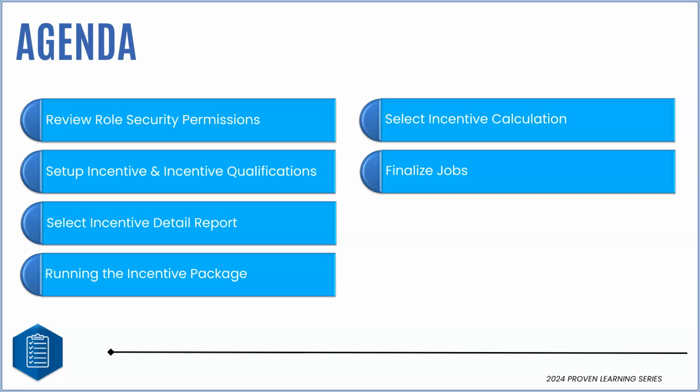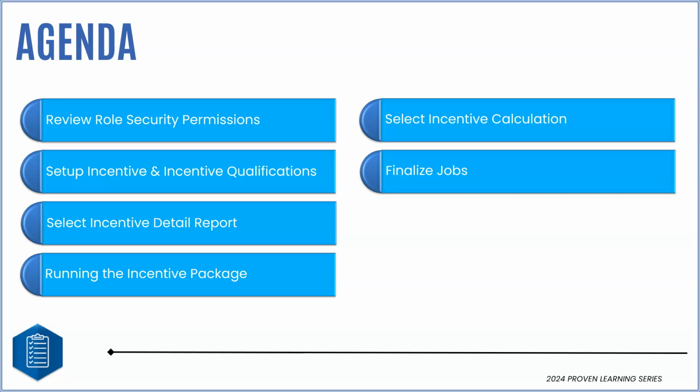In today's session agenda, we will review the required role security permissions to complete the setup of the incentive, as well as how to give users outside of the administrators the ability to run the incentive package. We will also review in company settings how to set up the incentive details by job type, by employee type, by scale, along with the desired incentive qualifications for each employee type. Administrators will also have the option in company settings to choose how the incentive detail report will calculate commissions based on either total invoice or total profit.